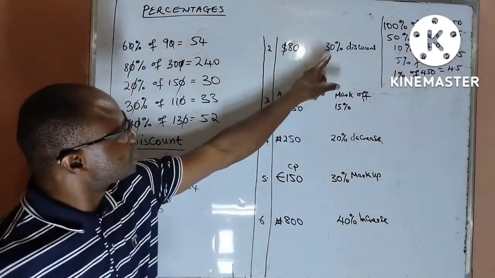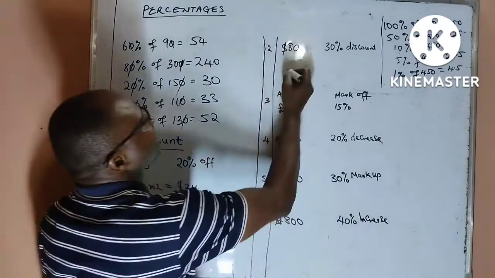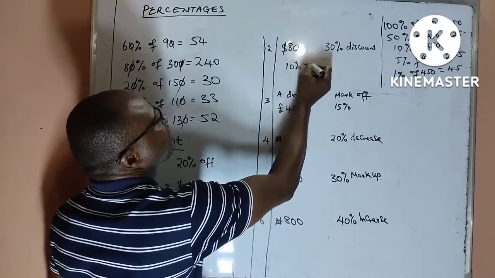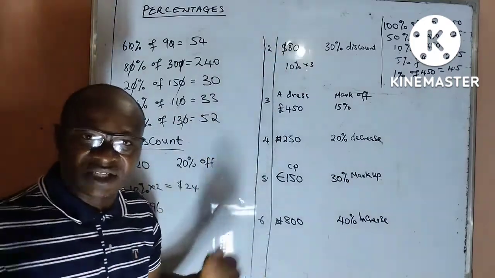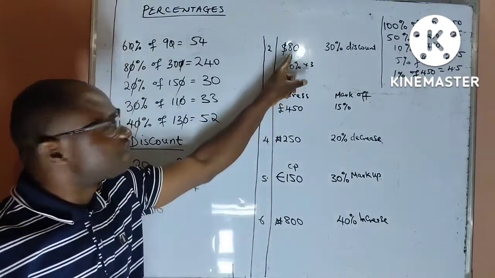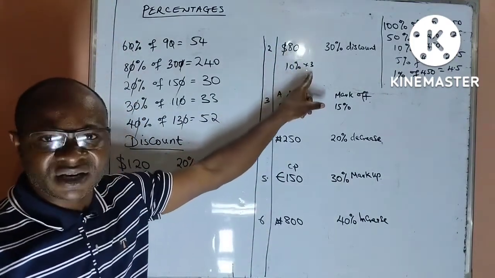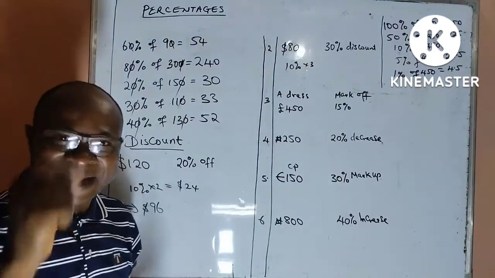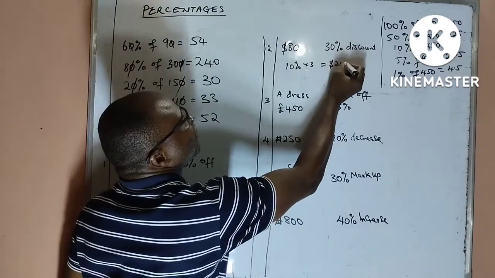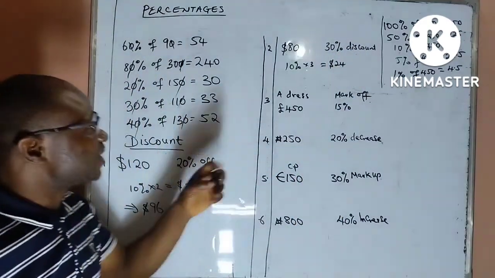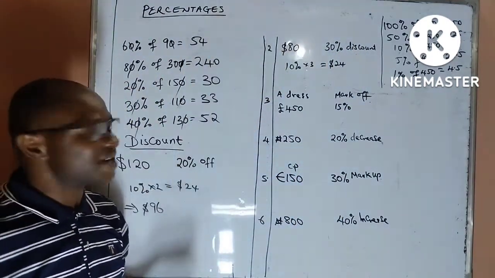What you need to do, 30% of this is the same thing as 10% multiplied by 3. And 10% of 80 is 80 divided by 10, which will give me 8. And 8 times 3 will give me 24. So my gain, which is the discount, is simply $24. That is what you get from the marked price.